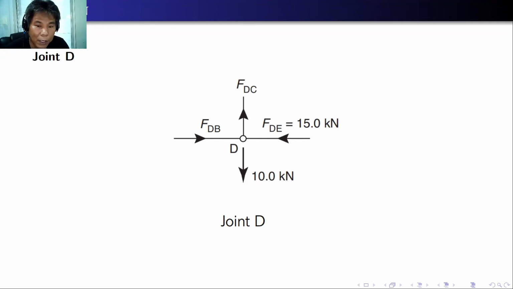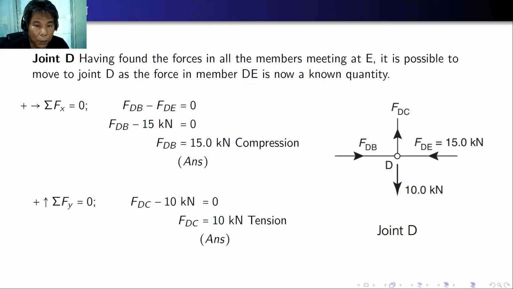So we are correct with our assumption, and then after that we can proceed to joint D, since one of the member forces is already known, and we have one external force, and we have two unknown forces. So here this is quite simple because we have only vertical and horizontal forces. So you can just use summation forces x is equal to 0. So FDB is equal to FDE, where FDB is equal to 15.0 kilonewton, which is also in compression.